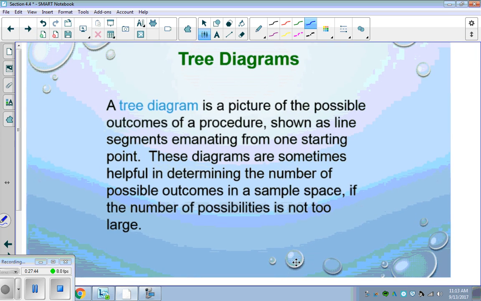So we mentioned tree diagrams the other day. So formally, here it is. It's a tree diagram, which is a picture representation of what the probability outcomes can be. It can help you decide on the possible outcomes in a sample space.